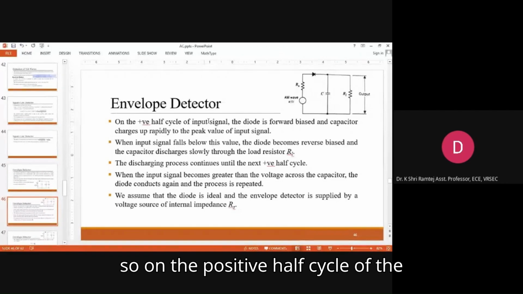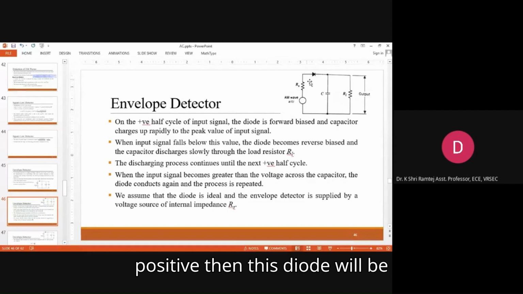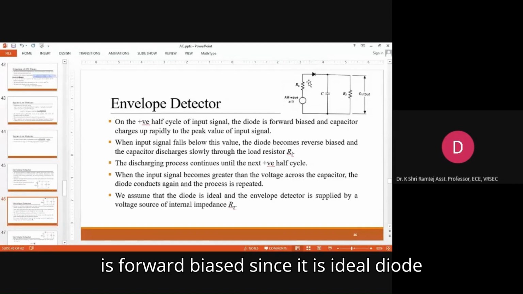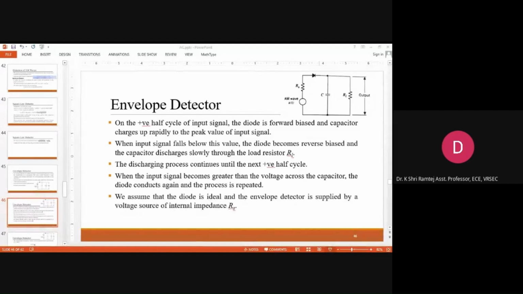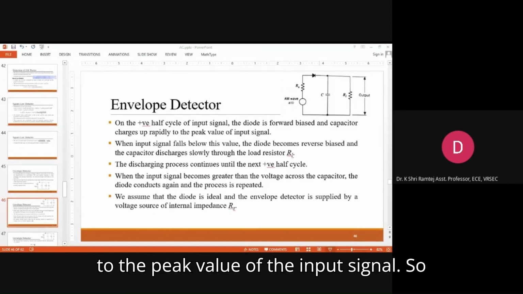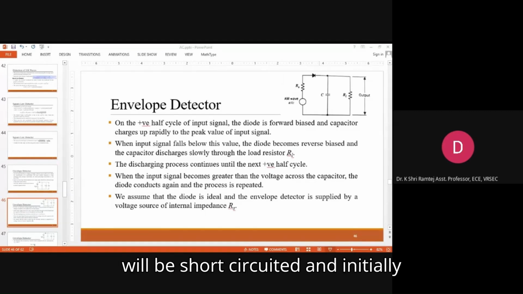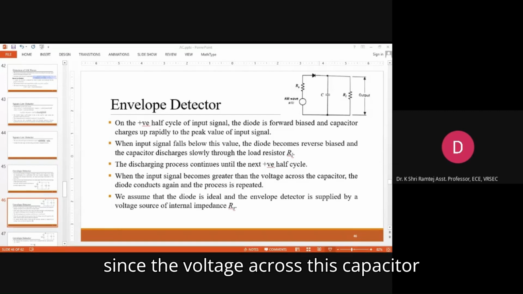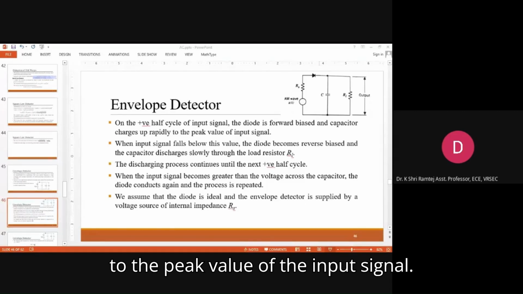On the positive half cycle of the input signal, when the input is positive, the diode will be forward biased. Since we are assuming the diode is ideal, it will be short circuited and there will be a path in this loop. So the capacitor will be charged to the peak value of the input signal. Initially the voltage across the capacitor is 0, so it will be charged to the peak value of the input signal.